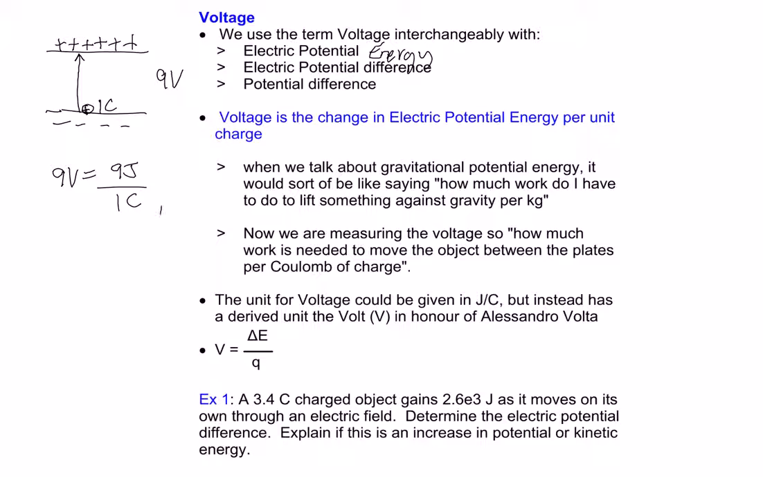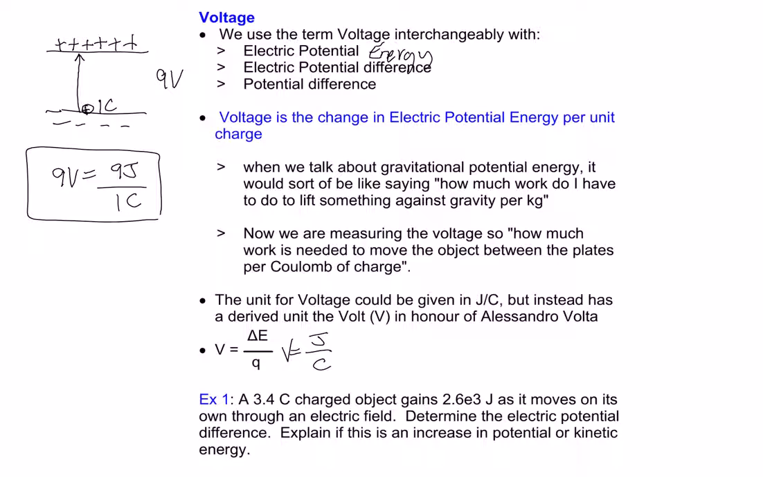Our units, you can see here, I wrote it as joules per coulomb, but we use the word volts just to honor Alessandro Volta. He did lots of physics work in electricity, so they named the volt after him. So you just have to remember that a joule per coulomb is the same thing as a volt, and you can use either.